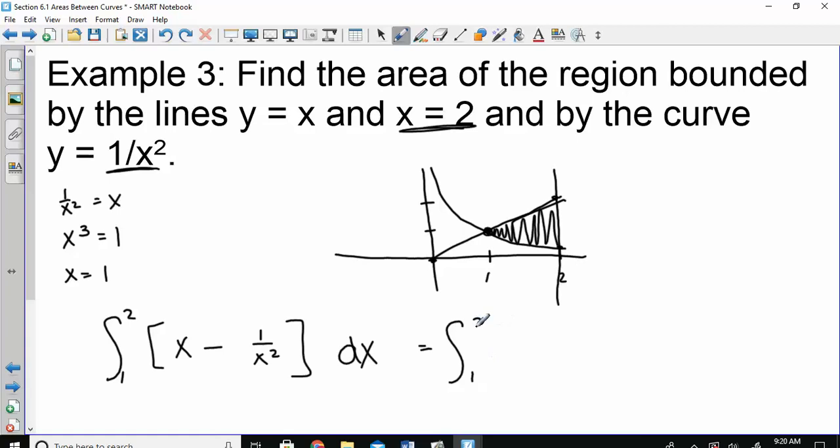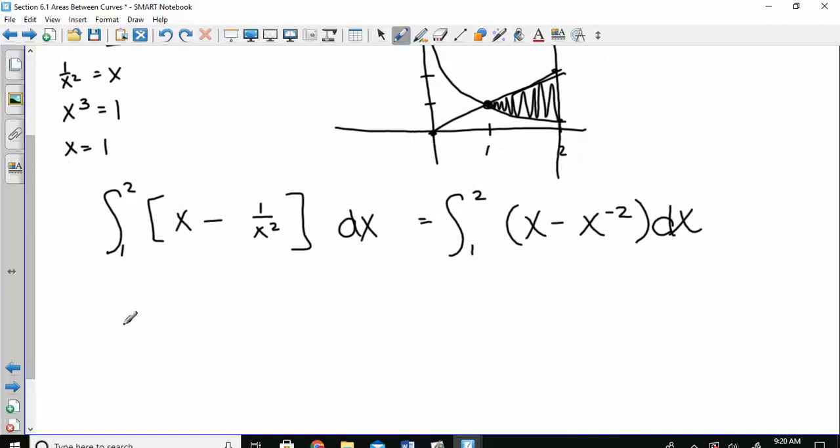For the purposes of doing the antiderivative, if you would like, 1 over x squared, you could rewrite that as x to the negative 2. So the antiderivative of x to the negative 2. If you add 1 to the power, negative 2 plus 1 is negative 1. So we would have to have a negative 1 in front, so it would just be plus x to the negative 1.